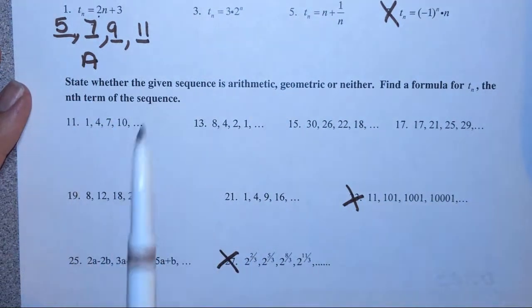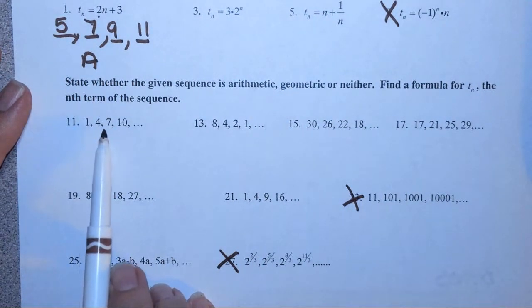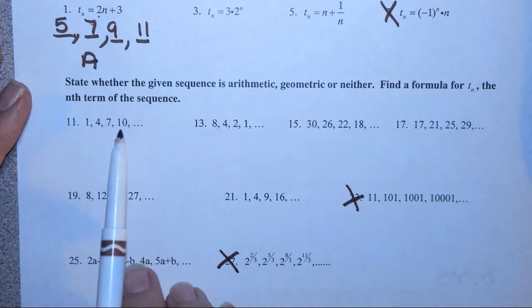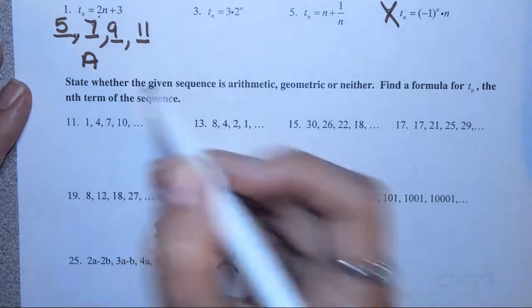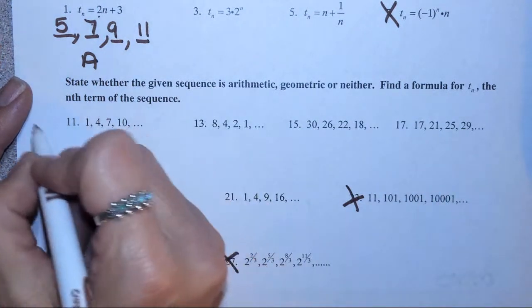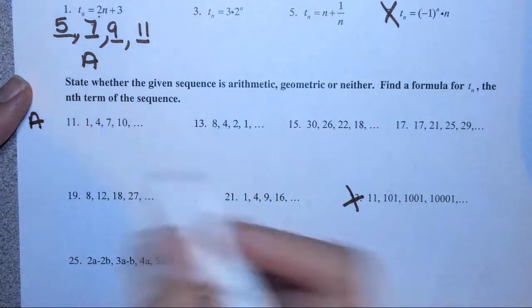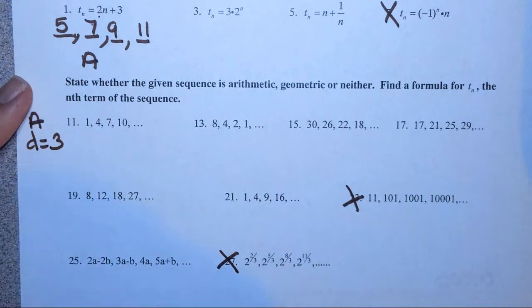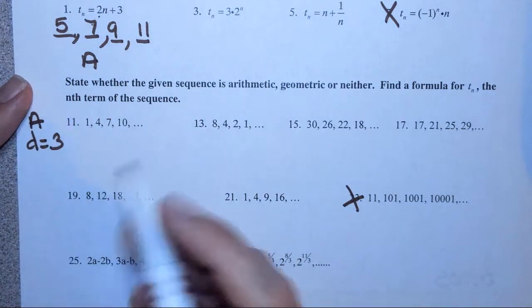So let's look at number 11. I'm going from 1 to 4 to 7 to 10. Am I adding, am I subtracting, or am I multiplying? Well, to get from 1 to 4, I add 3. 4 to 7, I add 3. And 7 to 10, I add 3. So this is arithmetic. And my common difference is 3, because I'm adding 3 every time. That's the first thing you do.